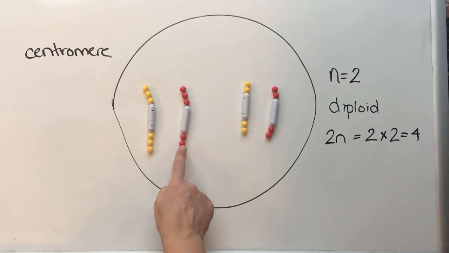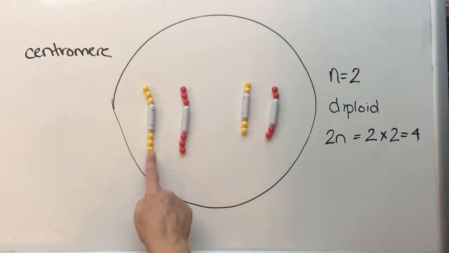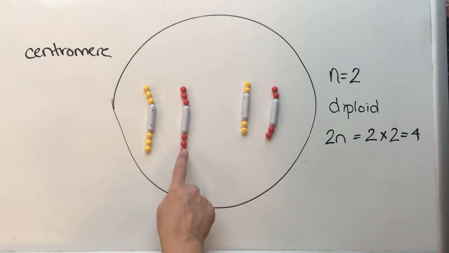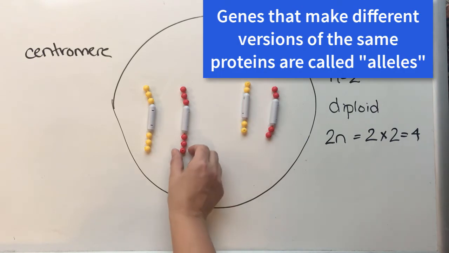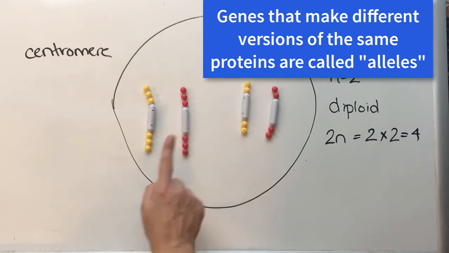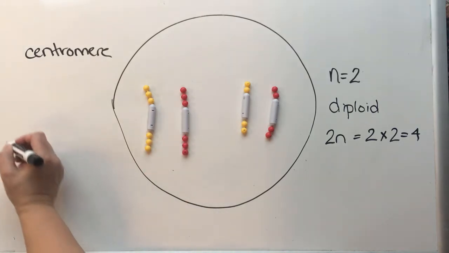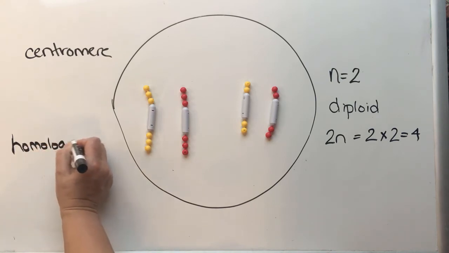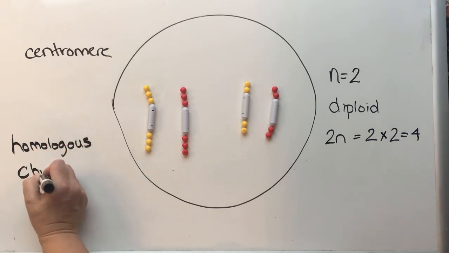Same thing here. And you can see that these guys are similar. They have the same number of beads, top and bottom, but they are slightly different, which is why we put them in a different color. So while this bead might represent eye color and might be coding for brown eyes, this bead here would also represent eye color, but might be a slightly different version of the gene that codes for blue eyes. So these two are similar, but not genetically identical. We call those chromosomes homologous chromosomes.